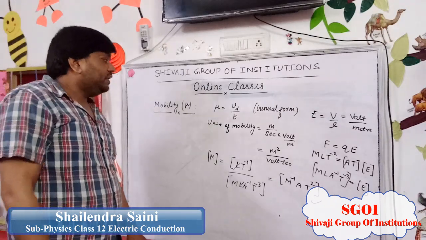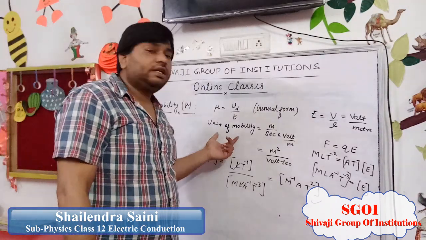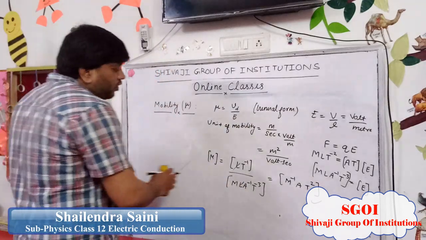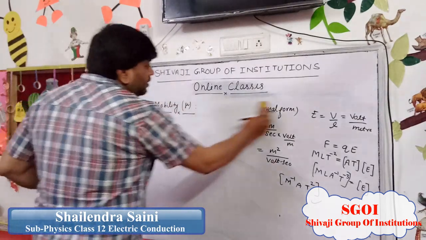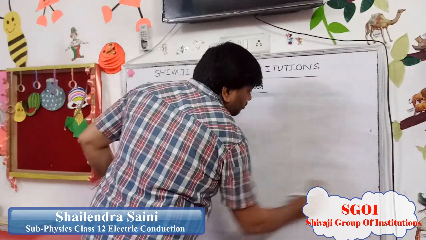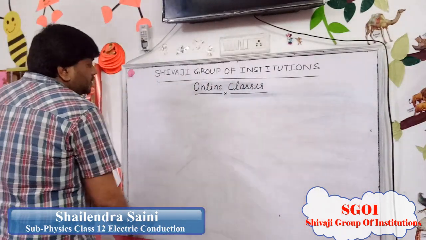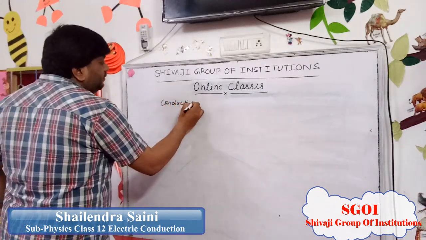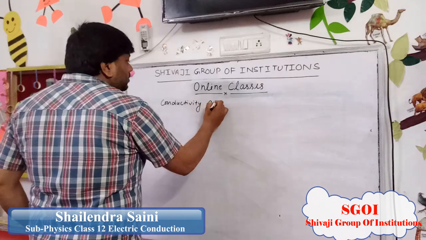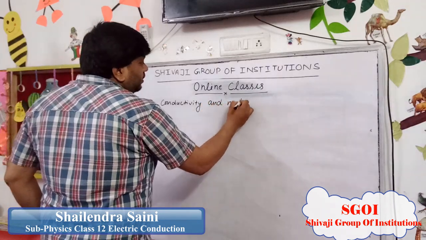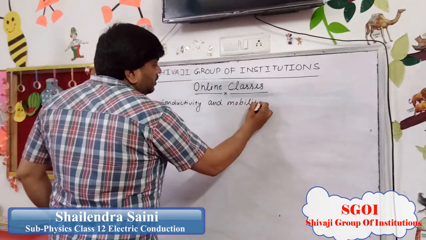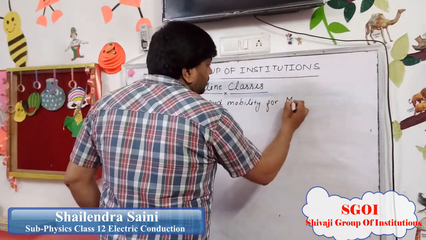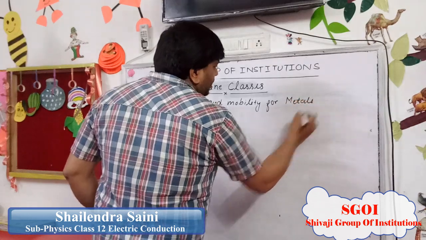Now we will find the relation between conductivity and mobility for metals. So for metals, we will find the relation between conductivity and mobility. So what relation will come for metals?